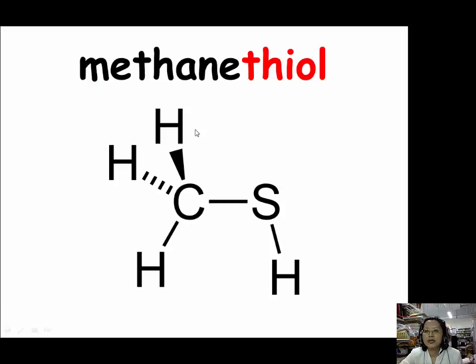Our example for thiol is methane thiol. Methane thiol, also known as methyl mercaptan, is an organosulfur compound with this structure, and the SH group is here. Methane thiol is a colorless gas with a distinctive putrid smell. Some say it smells like rotten cabbage.